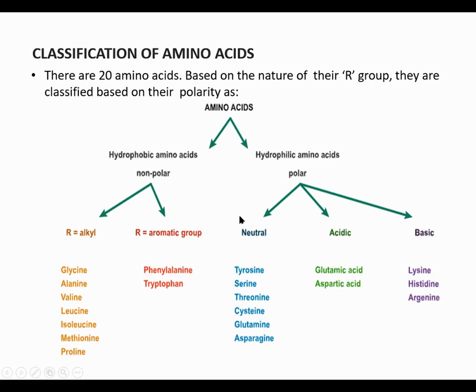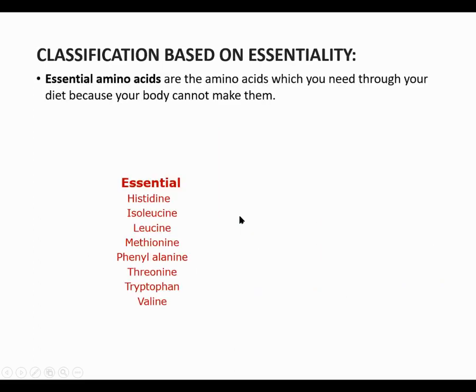Now, let's classify amino acids based on their essentiality. So, we have what we call essential amino acids. Now, these amino acids are the ones that we need to take in as part of our diet because we cannot make them. So, examples of these amino acids are histidine, isoleucine, leucine, methionine, phenylalanine, threonine, tryptophan, and valine.